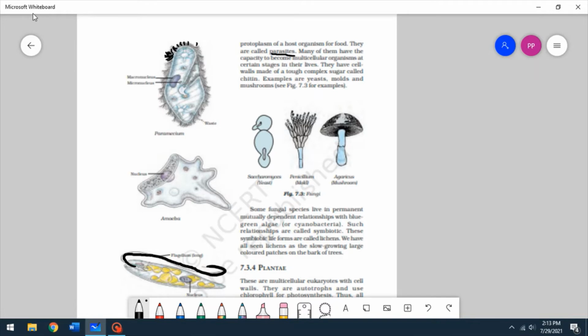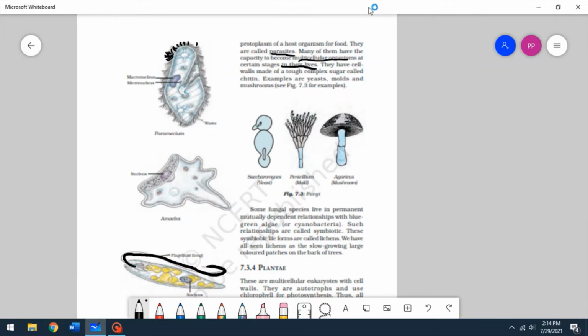Many of them have the capacity to become multicellular organisms. This is not at certain stages in their life. Not every single organism under fungi is multicellular. That is why I did not say fungi are multicellular eukaryotic. I just stressed that they are heterotrophic eukaryotic, and most of them, not all of them, have the ability to become multicellular organisms at some point in their lives.